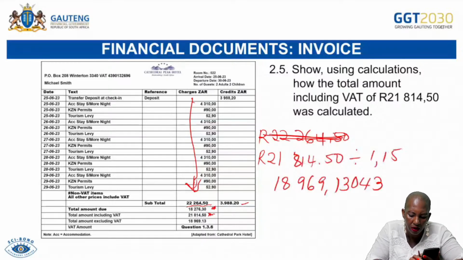oh, I made a mistake. 21,814 rand 50, and then I must just divide it, not subtract. Divide it by 1.15, and then it will give me the 18,969. Then I say this minus 21,814 rand 50.